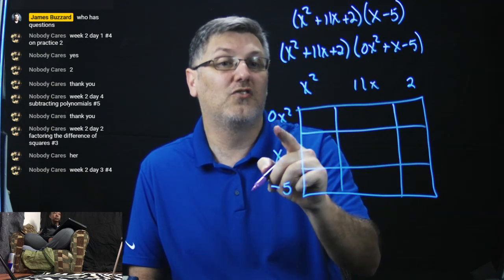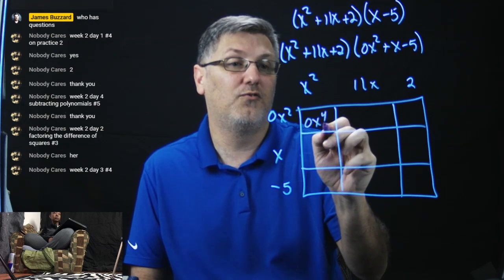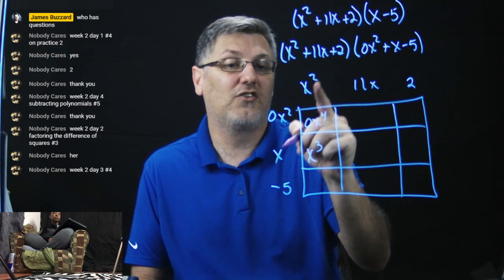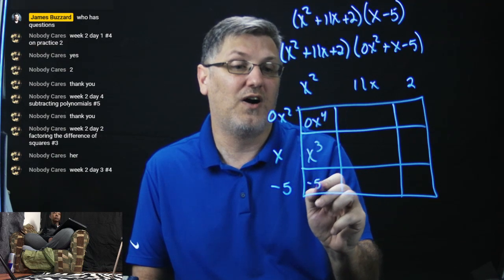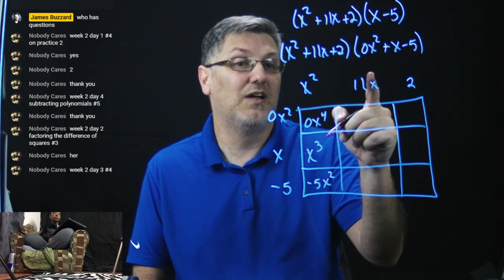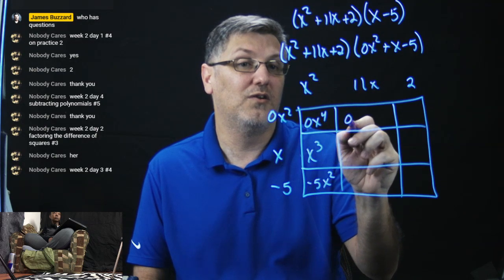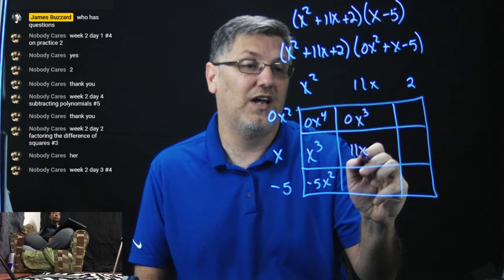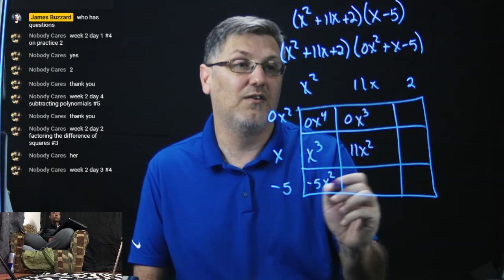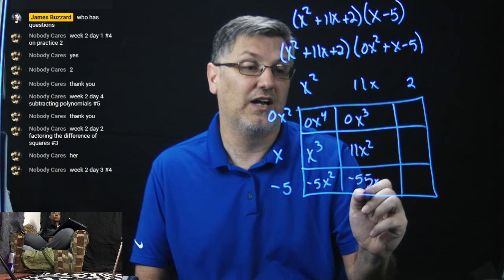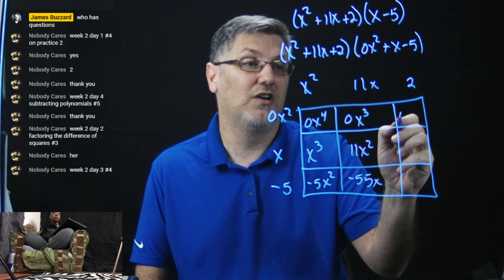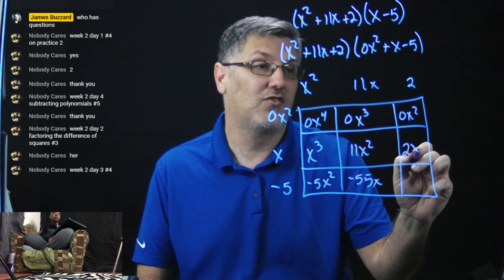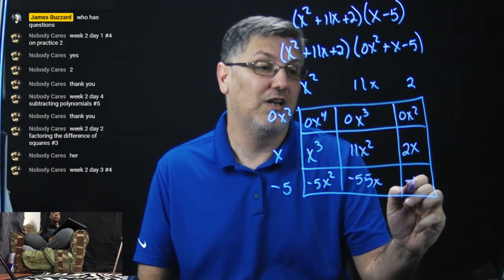So I'm going to do x squared times 0x squared is 0x to the 4th. Then x squared times x is x cubed. And x squared times negative 5 is negative 5x squared. And 11x times 0x squared is 0x cubed. 11x times x gives me 11x squared. And 11x times negative 5 is negative 55x. Now 2 times 0x squared gives me 0x squared. 2 times x gives me 2x. And 2 times negative 5 gives me negative 10.